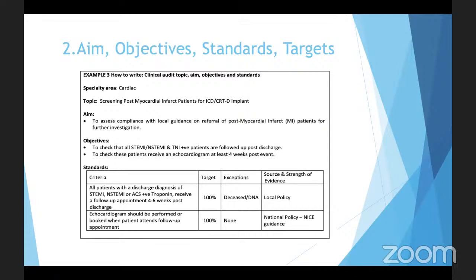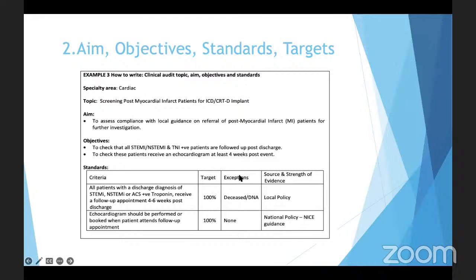अब criteria जो है ना, the table that you're seeing at the bottom is the standards table. So the standards table has 4 columns. The first is the criteria. Criteria is basically जो objectives हैं उन्हीं को उन्होंने दोबारा से लिखा है, which are based on the national guidelines or the local guidelines. Target 100% का मतलब ये है कि जितने भी patients जिनको diagnosis हुआ है of STMI, NSTMI और वो troponin positive हैं, उसमें से 100% patients की follow-up होनी चाहिए 4 to 6 weeks post discharge. और इसी तरह से उसमें 100% patients का echocardiogram होना चाहिए जब भी वो follow-up के लिए आए.